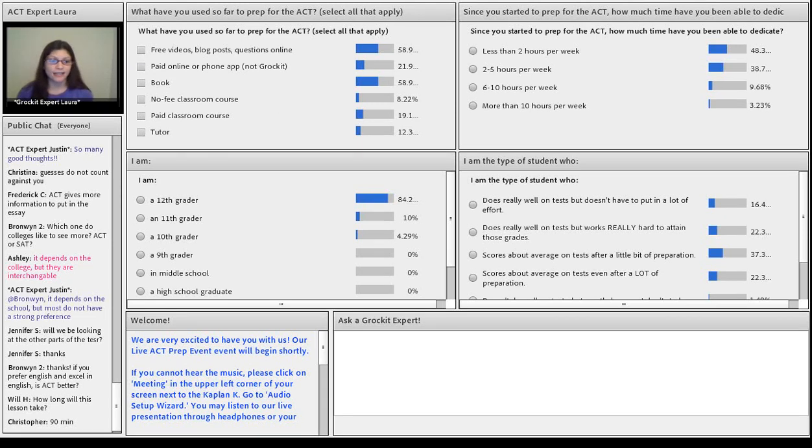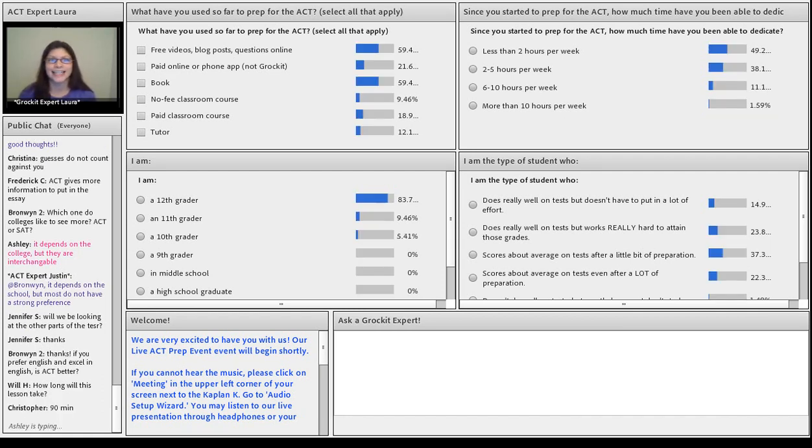I like to see that a lot of you are using books. A lot of students really like to pair Grocket with books because you can just stare at a book and study and sit down, but so much nicer to have something that's going to interact with you. So it's a really nice companion for books.